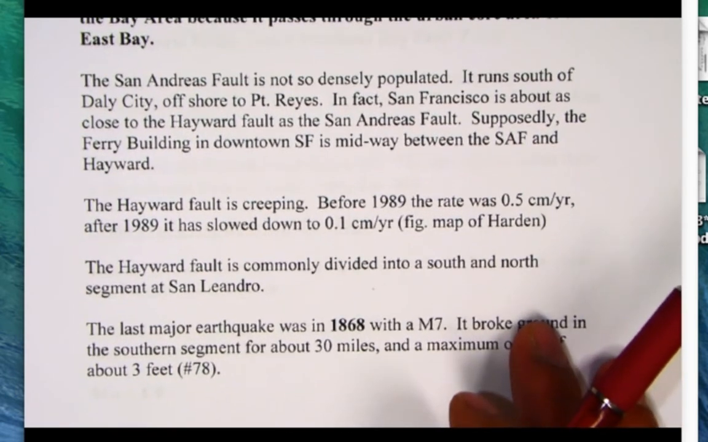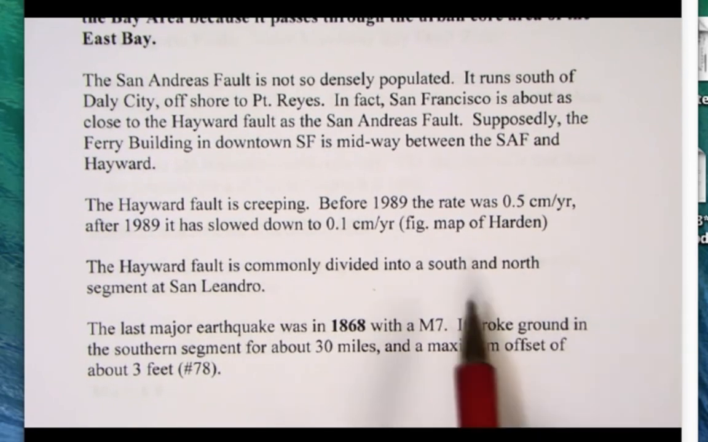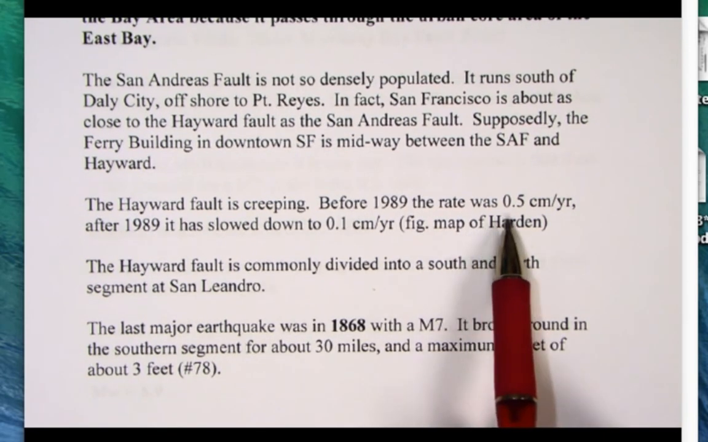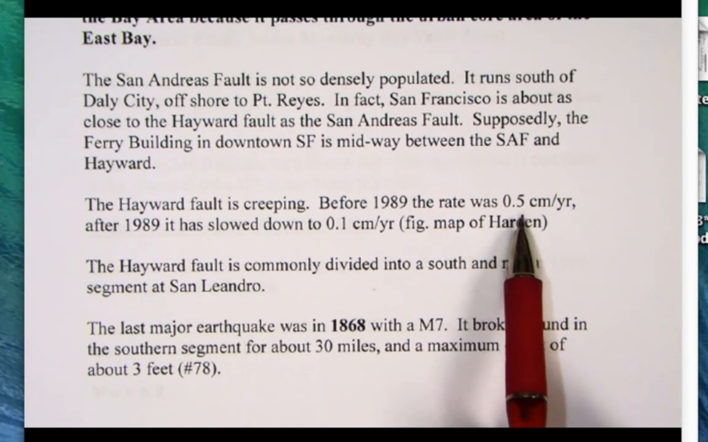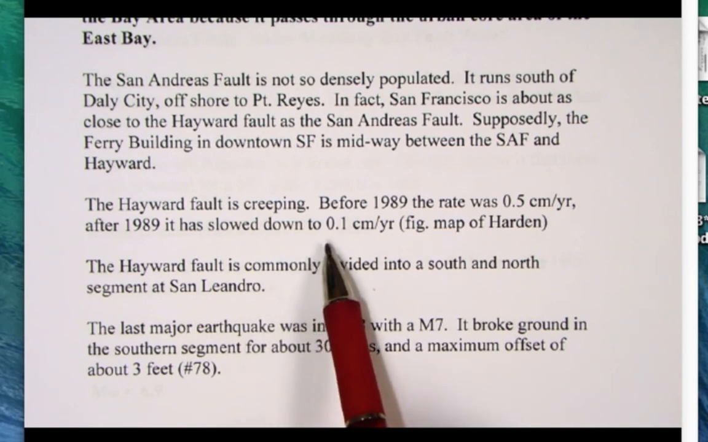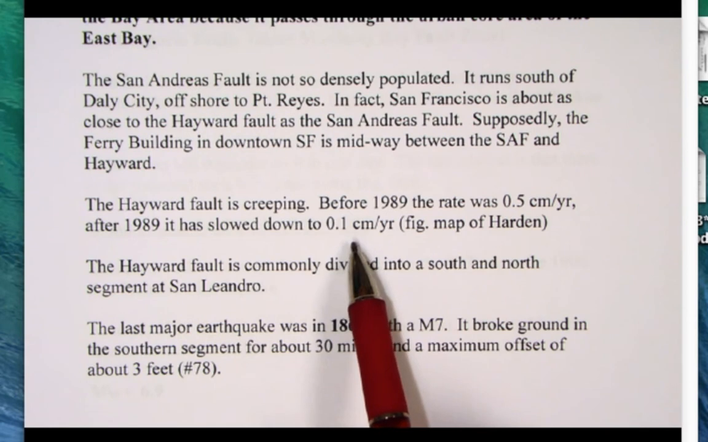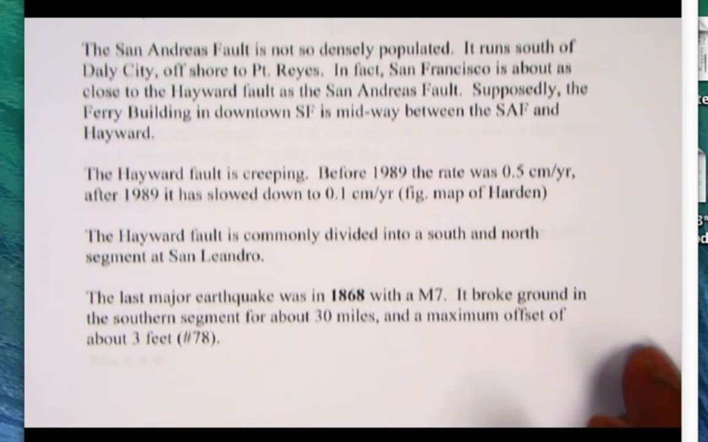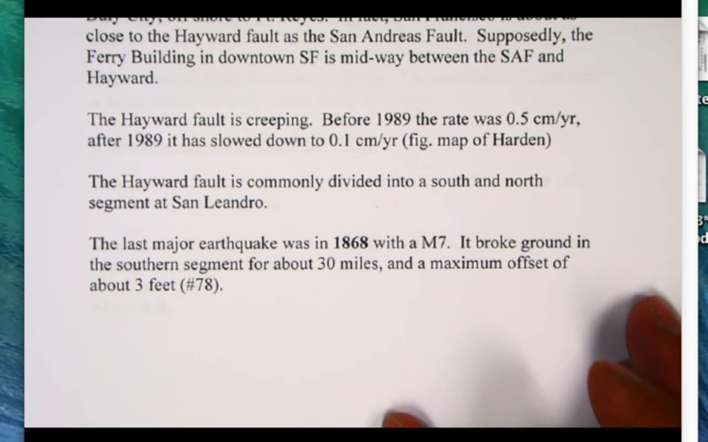Now, the Hayward Fault is creeping, and before 1989, it was moving at a rate of about half a centimeter per year, 5 millimeters a year. But then after the 89 earthquake, it slowed down to about 0.1 centimeter per year, or 1 millimeter per year, right? So the Hayward Fault is commonly divided into a northern segment and a southern segment.